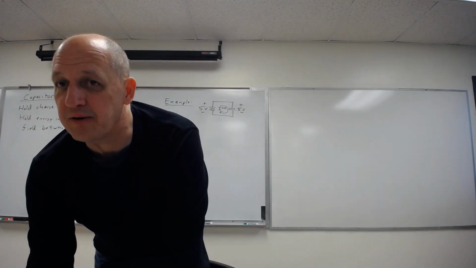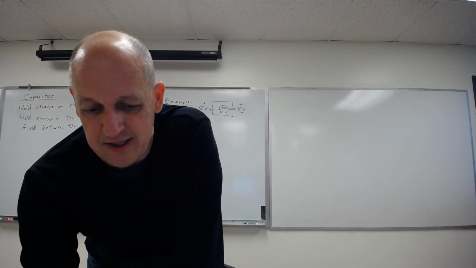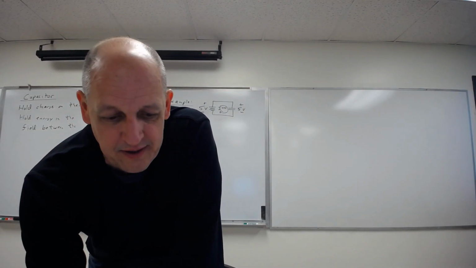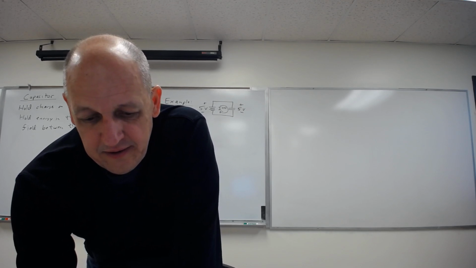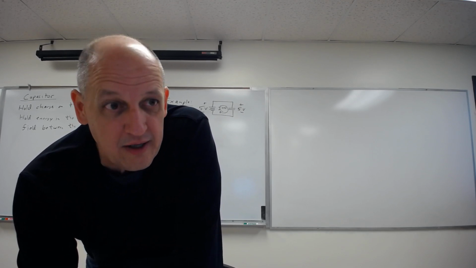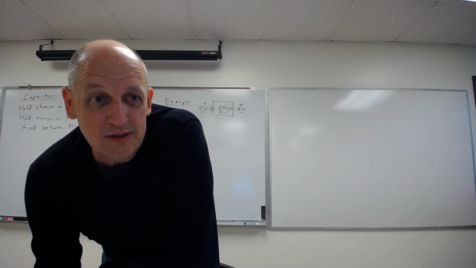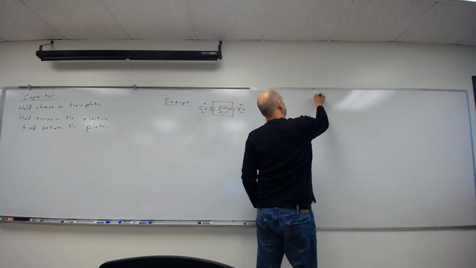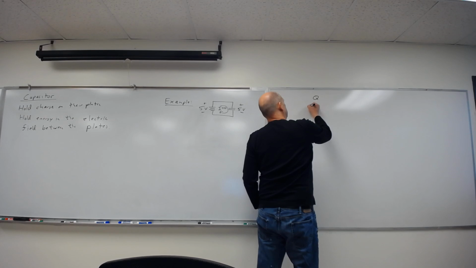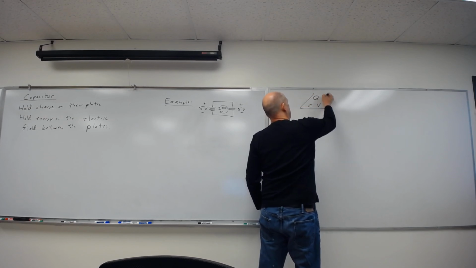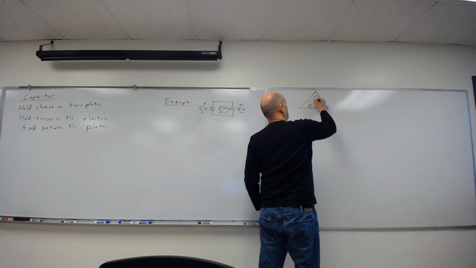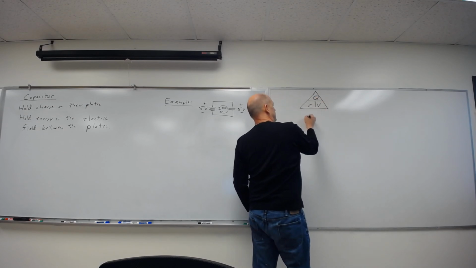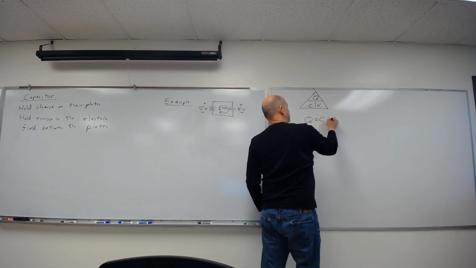And the other thing I can remind myself of is Q over CV. So I can have Q over CV. That's my triangle, kind of like we do with Ohm's law. Or if you prefer, it is that the charge equals the capacitance times voltage.